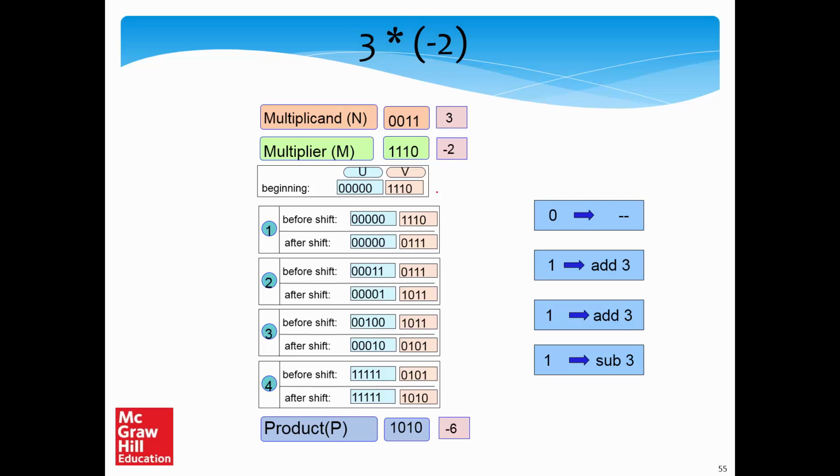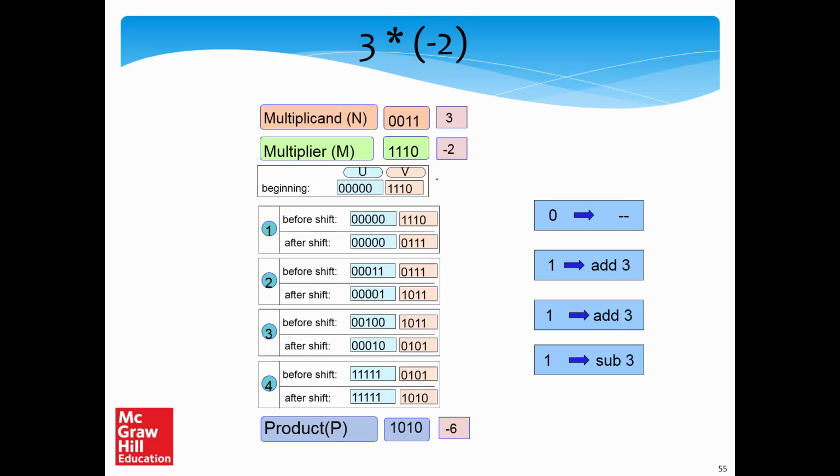Let us now consider the more complicated example where the multiplier is negative. This is where a lot of our understanding will be tested. So let's look at it in some more detail. We first load 3 into register N, which is the multiplicand. So this is 0 0 1 1, and we load minus 2 into register M, which is also loaded into register V. And minus 2 in a 4-bit number system is plus 14, which is 1 1 1 0.